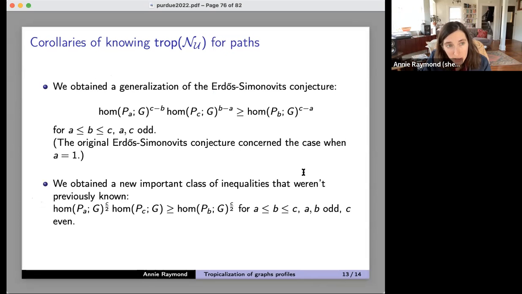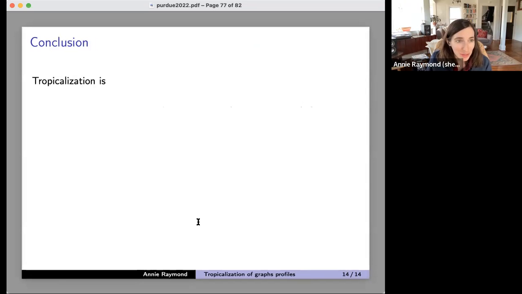The other nice thing is that we also got a generalization of the Erdős-Simonovits conjecture. The original conjecture was for A equal to 1, but actually it's true for any A that is odd, and all of these are actually essential inequalities. They're not redundant, so they're important ones. And we also got this new class, this weak convexity type of inequality that, as far as we know, was not known before. It was kind of nice to really get the full picture of what is important for paths. All right, so I'm out of time.